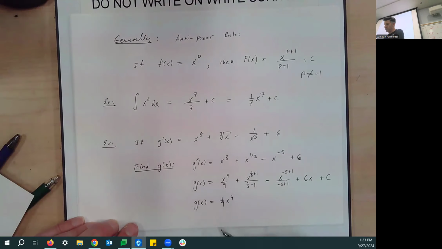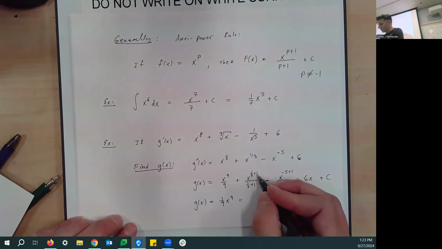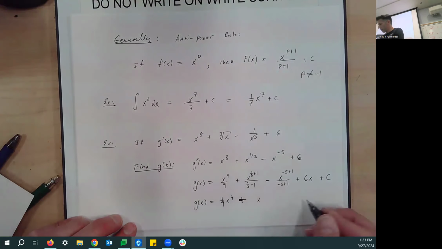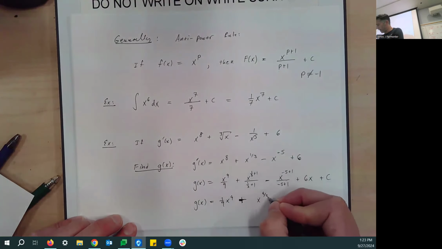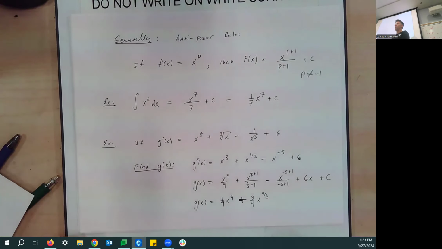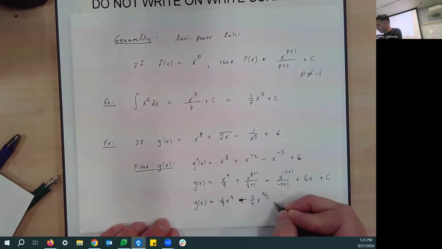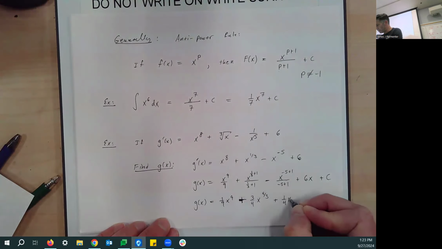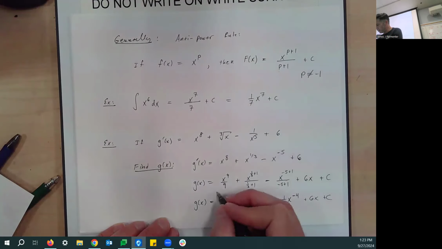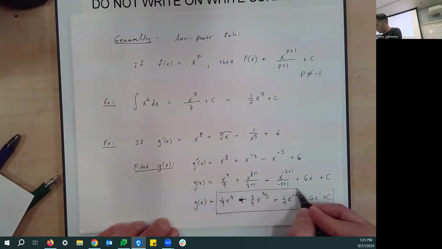I wrote this as 1/9 x to the 9th just because 1/3 plus 1 is, oh, not equals, James. Holy smokes, there's a plus sign there. x to the 4/3, dividing by 4/3 is the same as multiplying by the reciprocal 3/4, and we often just do that automatically. -5 plus 1 is -4, and then we're dividing by -4. So a minus becomes plus 1/4 x to the -4th plus 6x plus c. And there is our antiderivative.